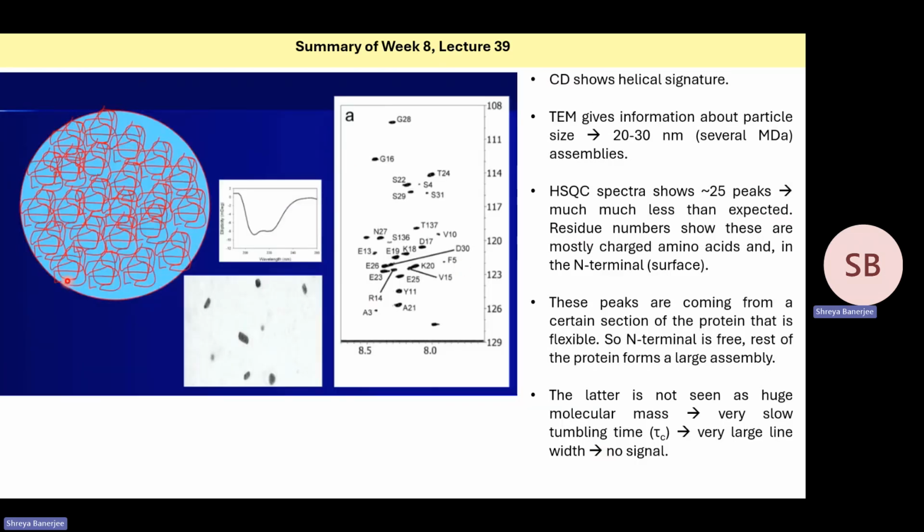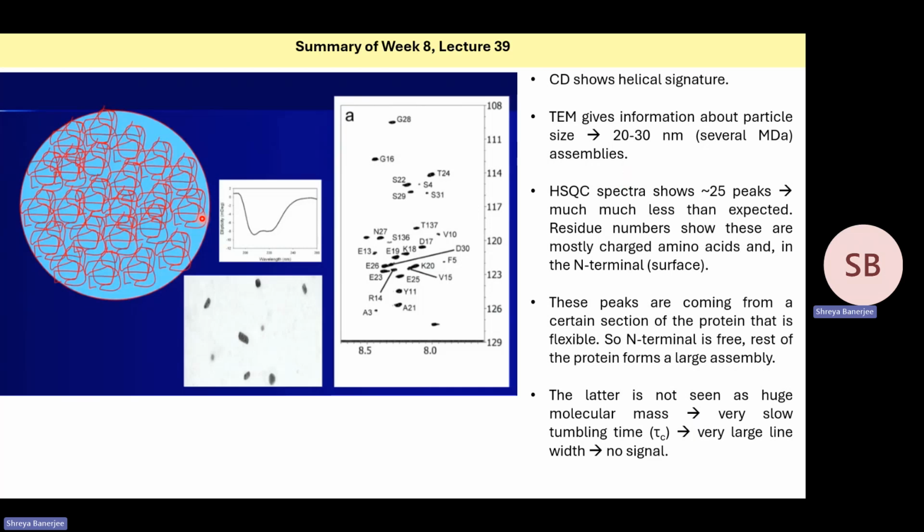So here what is shown is basically many dynamin proteins self-associated together. If you look at the CD, there is a helical signature. TEM, electron microscopy, gives you an idea about the particle size. So dynamin is self-assembling into a large rope-like structure. But if you want an idea of the particle size, the TEM can give you information on that.